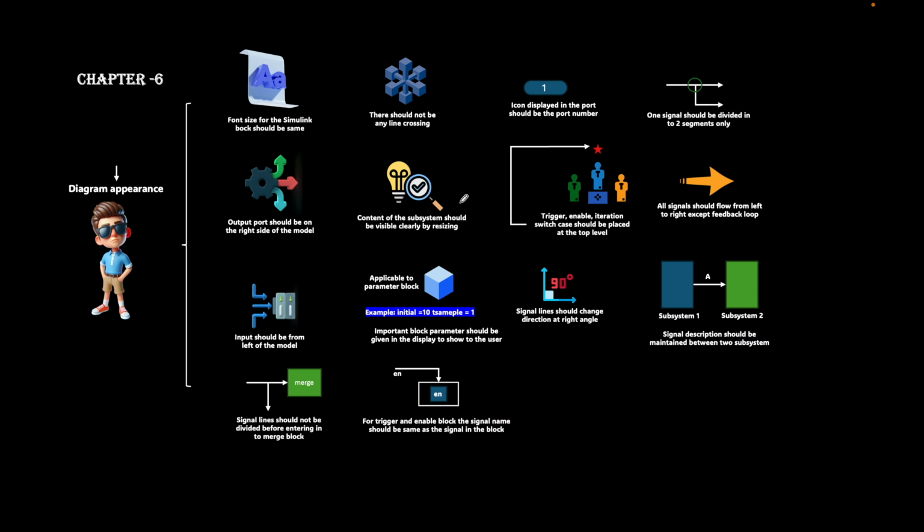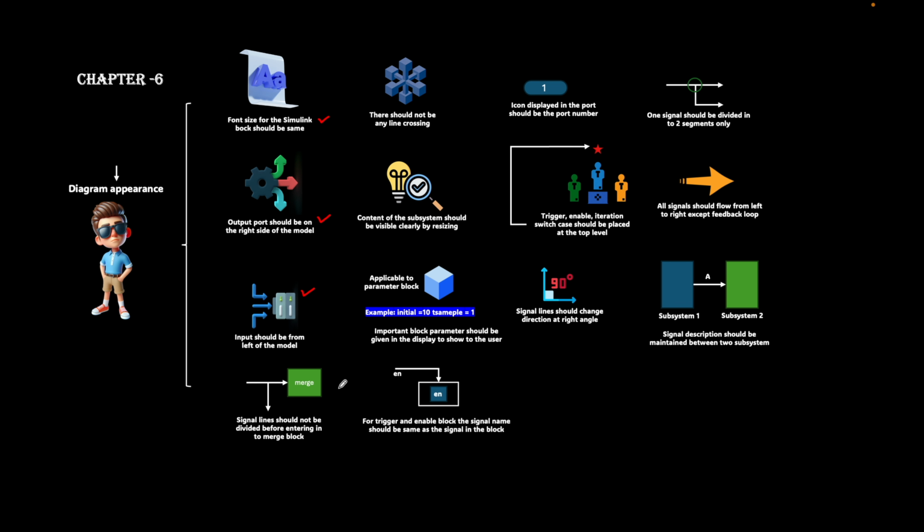So coming to the first part, the diagram appearance. In this one, the font size of the blocks should be of the same type. Whatever font size you use for the blocks, it should be of the same type. Then the outputs of the blocks should be on the right hand side of the model. You cannot put the outputs on the left hand side of the model. You need to put them on the right hand side. Next is the placement of input ports. Here you need to keep all the inputs on the left hand side of the model so that it looks like the flow is coming from the left and entering inside toward the right side.